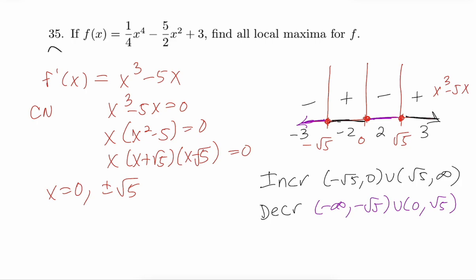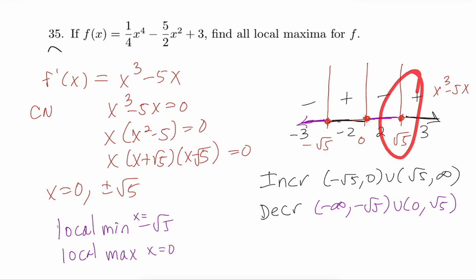So what does that tell us about the points in question? Well, we are decreasing and increasing. What is negative square root of 5? Local min, local max? That's a local min at negative square root of 5. Now let's talk about 0. It is increasing, then decreasing. What's 0? Local max. And then we got this point. It was decreasing and increasing. What is square root of 5? Yep, it's a local min.